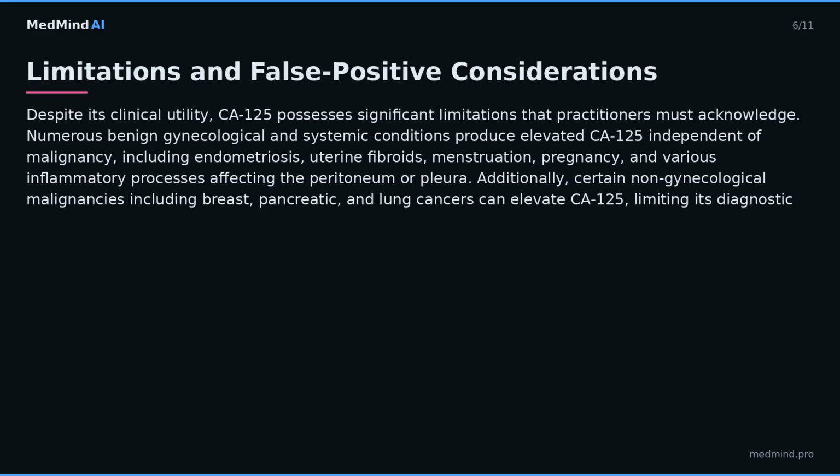Approximately 20 to 30% of early-stage ovarian cancers present with normal CA-125 concentrations, rendering this marker unsuitable for screening asymptomatic populations. Individual patient variations in baseline CA-125 production further complicate interpretation. These limitations underscore the importance of integrating CA-125 results within the broader clinical context rather than relying on this single parameter for diagnostic or therapeutic decisions.